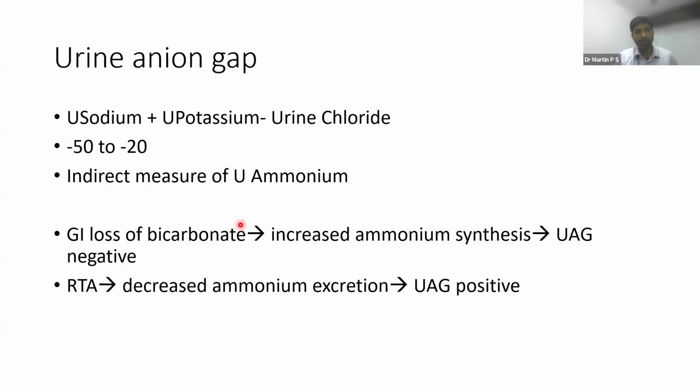So whenever there is a GI loss of bicarbonate, there is increased ammoniagenesis in the kidney, which helps to excrete out or buffer out more and more of H plus ions. So in those cases, the urine ammonium will be high and the urine anion gap will be negative. But if the cause of normal anion gap metabolic acidosis is due to an RTA, then there will be decreased ammonium secretion and the urine anion gap will be positive.